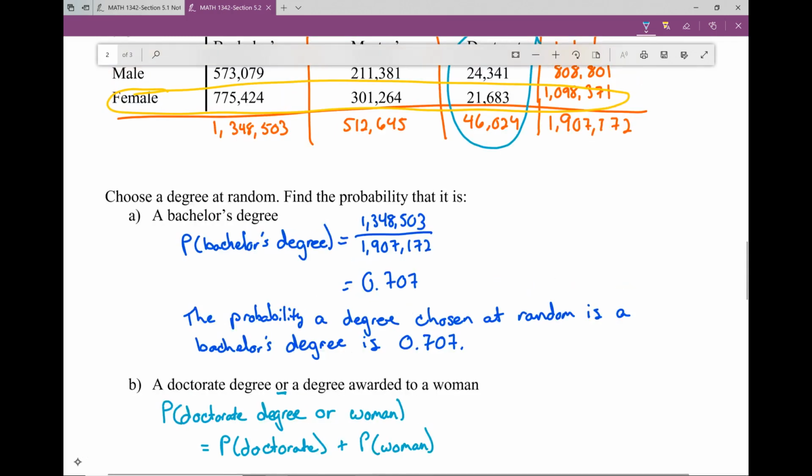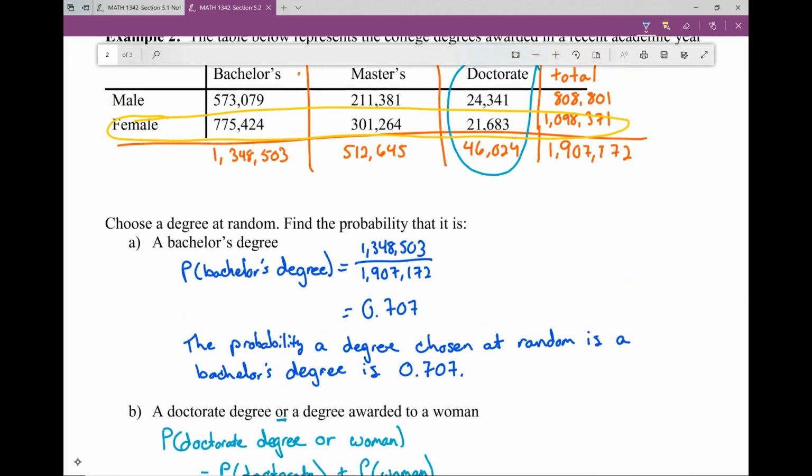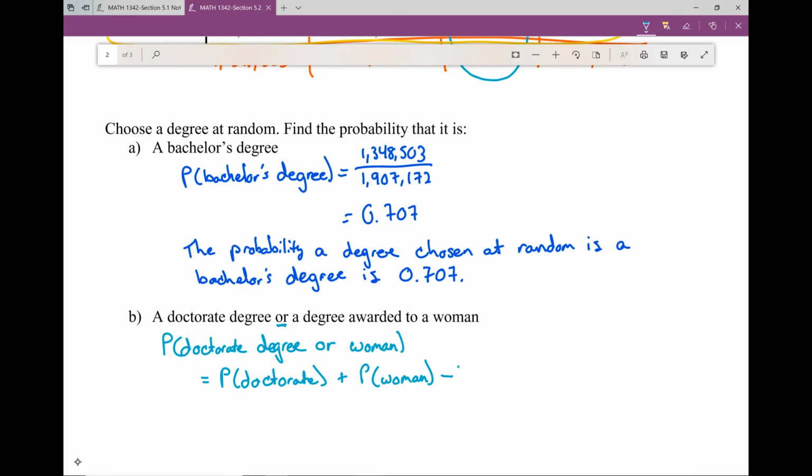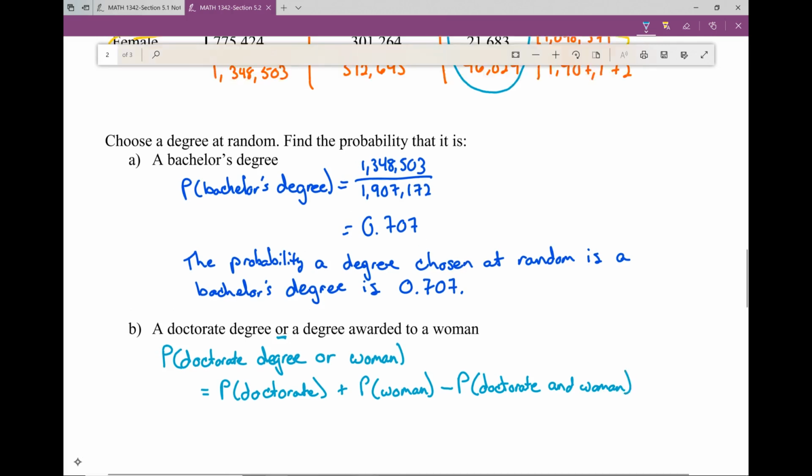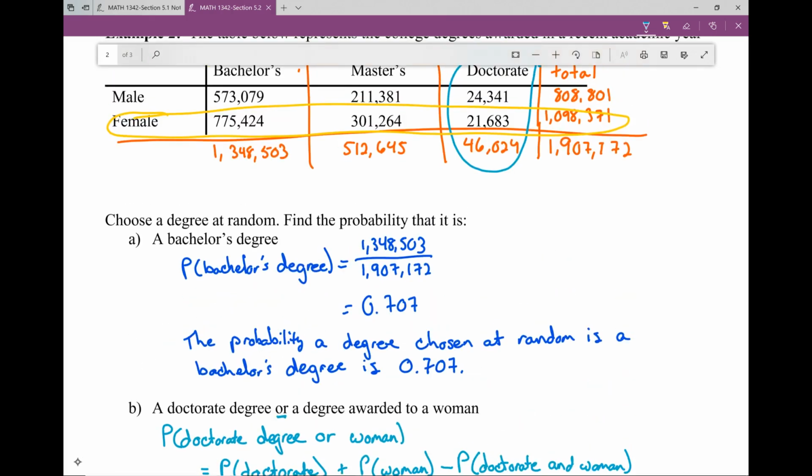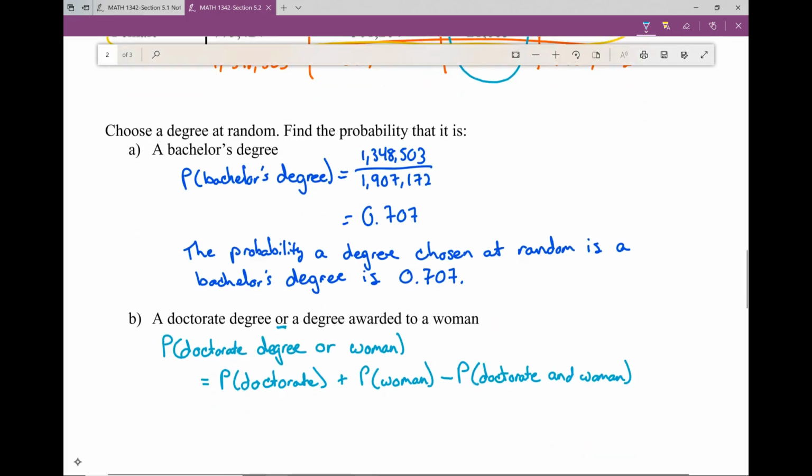And notice that I have a little bit of overlap here. These 21,000 people have been included in the doctorate, but they have also been included in the female. I don't need to count them twice, so what I'm going to do is subtract out their overlap. The degree is a doctorate and a woman. Again, it's because these 21,000 have been included in this blue circle and in this yellow circle. We don't need to include them twice.